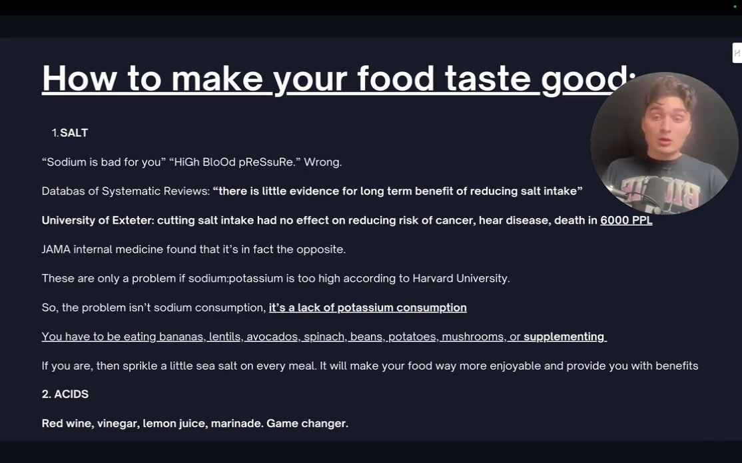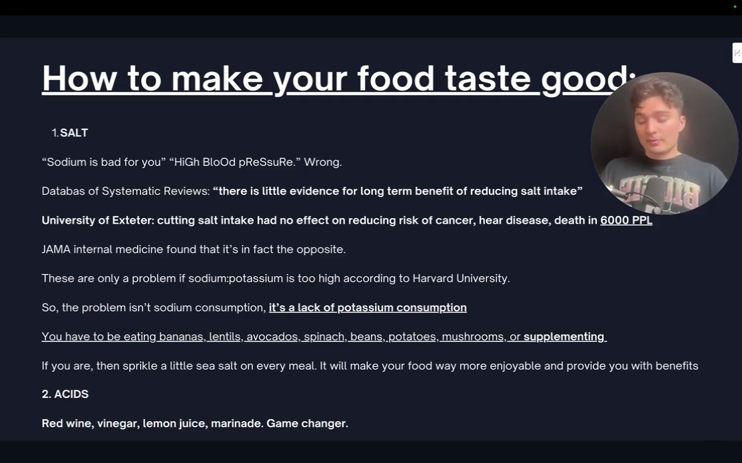This is simply wrong. The database of systematic reviews says that there's little evidence for long-term benefit of reducing salt intake. The University of Exeter says that cutting salt intake had no effect on reducing risk of cancer, heart disease, and death in 6,000 people. 6,000 people in this controlled study. They found that cutting salt had no effect of improving their health. In fact, JAMA Internal Medicine found that it's the opposite. Okay, cutting salt can actually increase bad health markers.